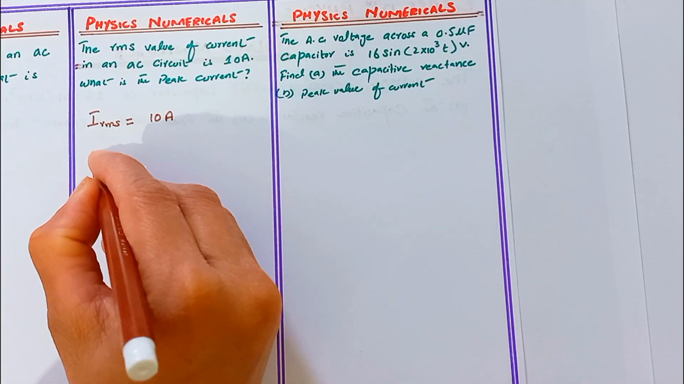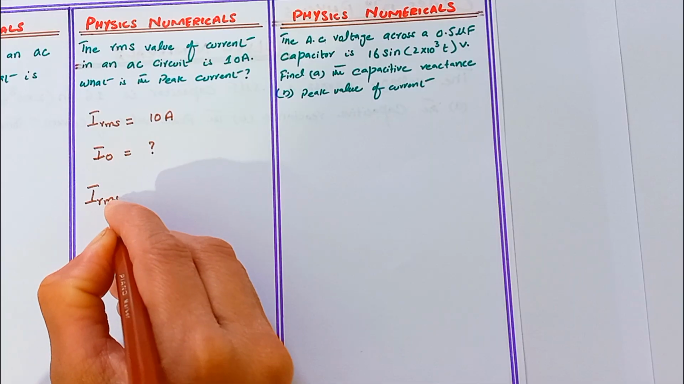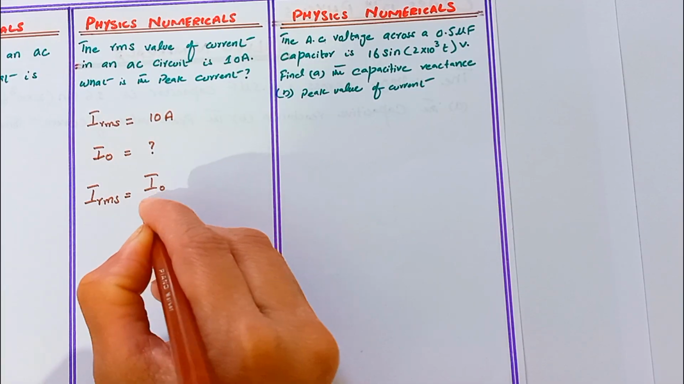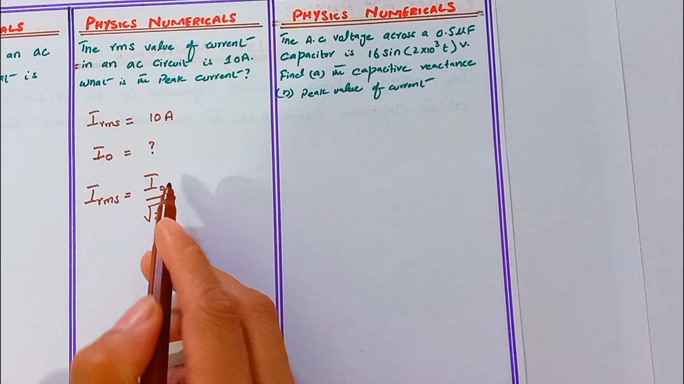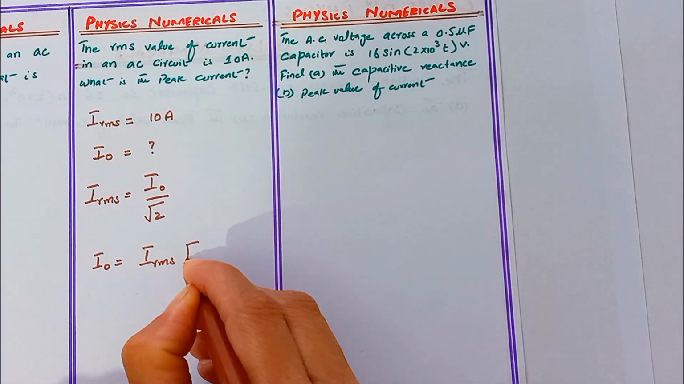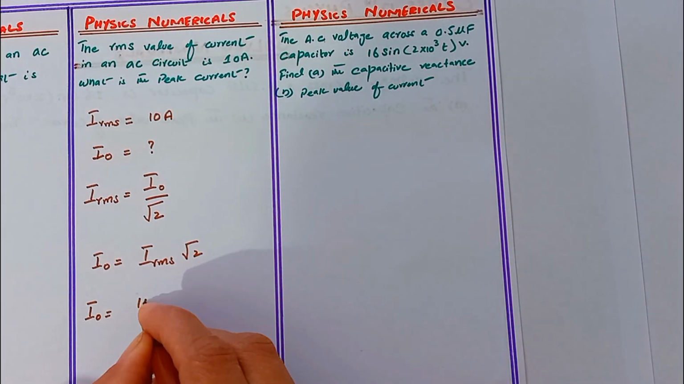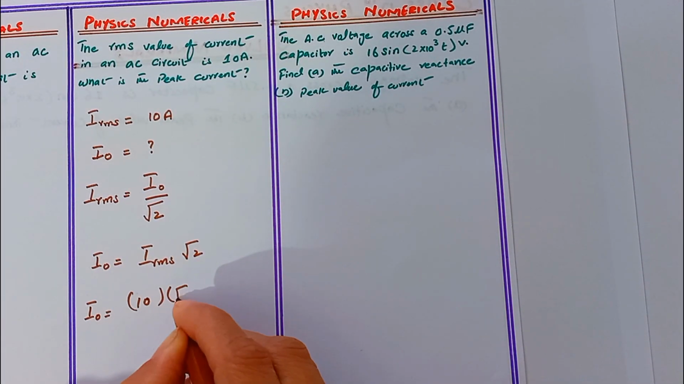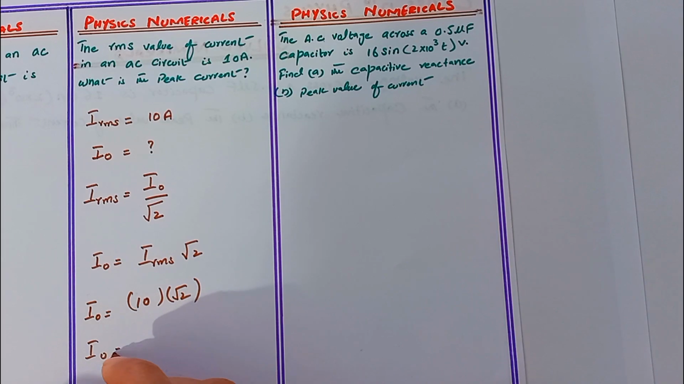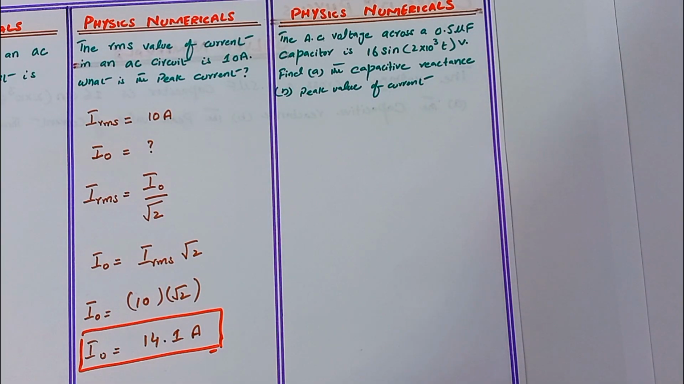Here we find the peak current, denoted by I naught, and we know the formula of the root mean square current: I RMS equals I naught over under root 2. Here we find I naught, so we rearrange the formula to find the value of the peak current. The root mean square current given is 10, so 10 multiplied by under root 2. If we calculate it with the calculator, we find the answer 14.1 ampere. That is the peak current that we find from the given data.